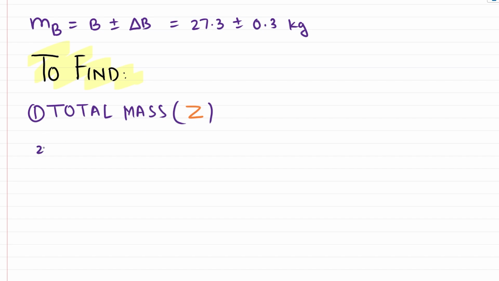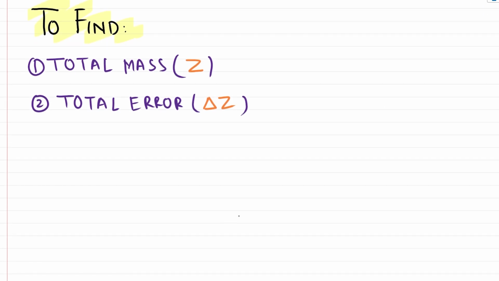The second quantity which we are required to calculate is the total error, that is the combined error associated with this total mass. Since I have represented the mass using the letter Z, the error associated with the total mass should be represented as delta Z. That is the mean absolute error in the total mass. That's it. These are the two quantities we have to find. And now let us try to understand what sort of formulas we can use to calculate these values based on the given data. So let us write our formulae section, and then we'll proceed with the formulas for our numerical.